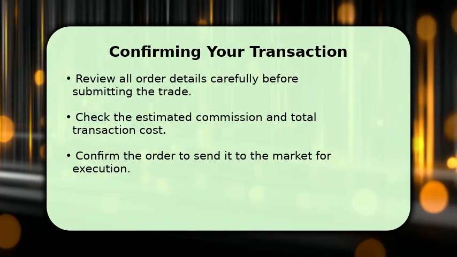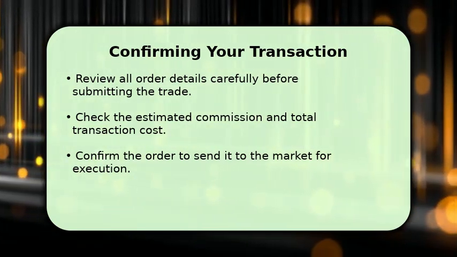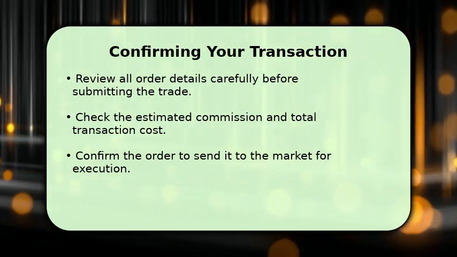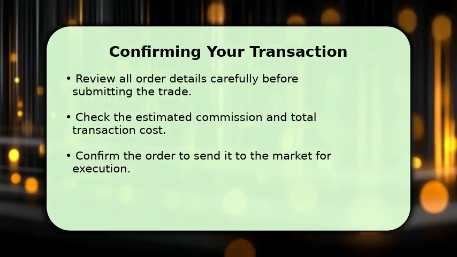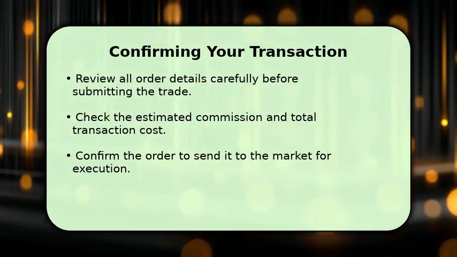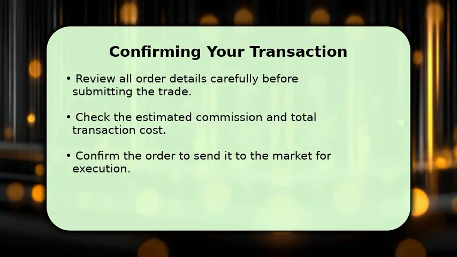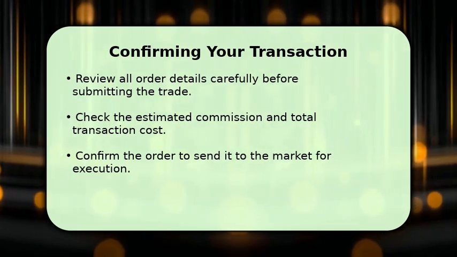Before hitting that final button, take a moment to thoroughly review all the details of your order. Double-check the contract, the price, the quantity, and the order type. You'll also see an estimated commission and the total cost of the transaction. Once you're confident everything is correct, confirm the order to send it to the market for execution. This ensures accuracy and avoids potential errors.